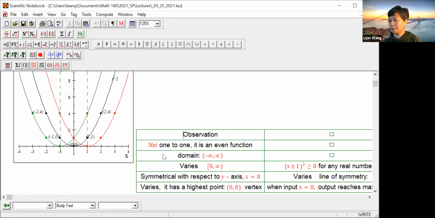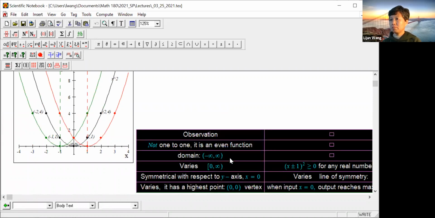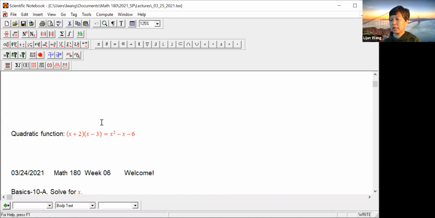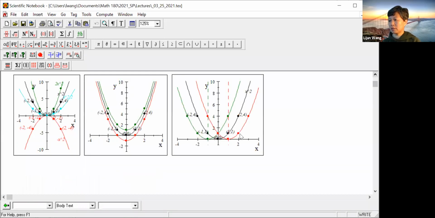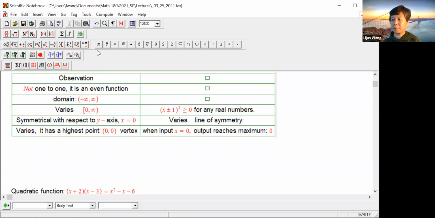As a summary, for all of these functions, these are all the pictures we've done today. They're not one-to-one. There's no exception. Even function, it's not going to be a common feature. It's not going to be the common feature.